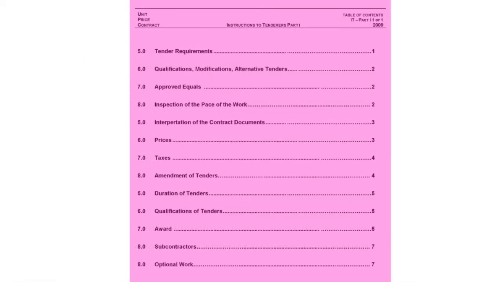Part 2, the part of the instructions to tenderers that does not normally change from one contract to the next, is located as the first pink pages in Volume 2. It contains, among many others, things like the tender requirements, site inspection, tax considerations, changing of subcontractors, and how optional work will be treated.